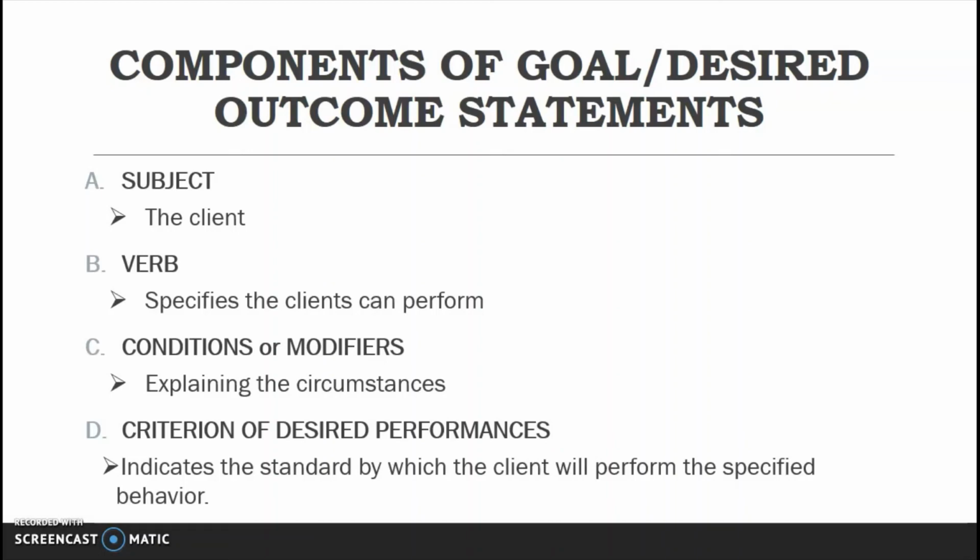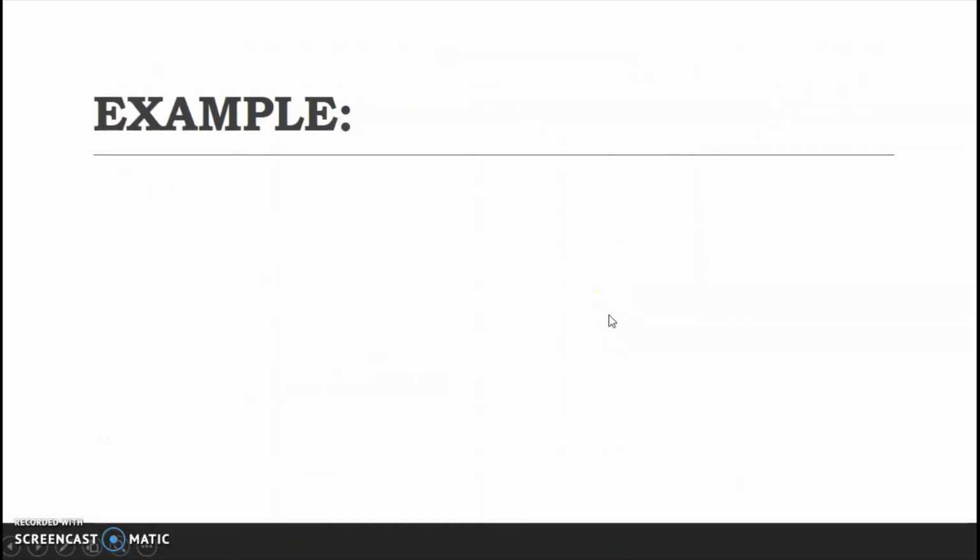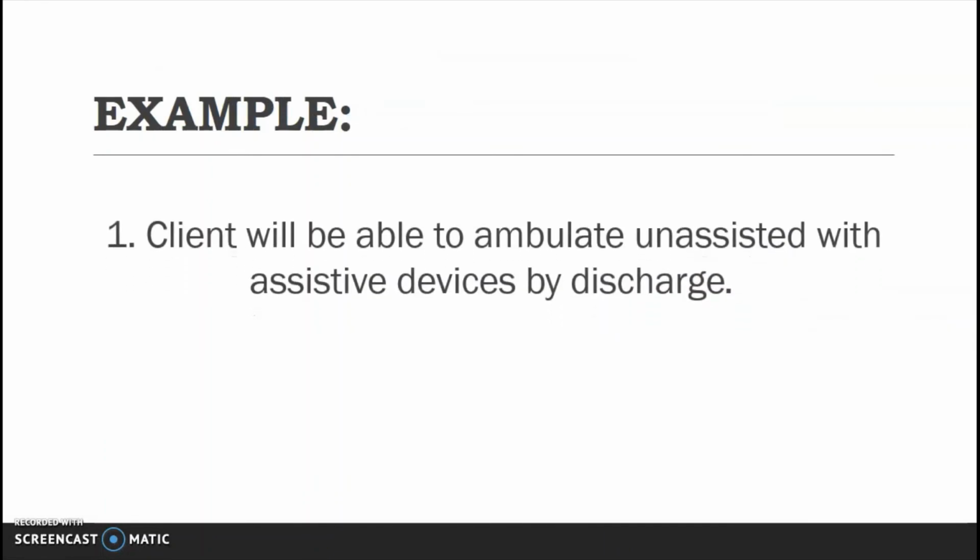These 4 components are your subject, your verb, the action of the client that we want to perform, the condition or the modifier, and the criterion of desired outcome or performance. We are going to discuss these components one by one. In order for us to understand the components of a goal and desired outcome better, let's go with examples. Here is an example of a desired outcome: a client will be able to ambulate unassisted with assistive devices by discharge.